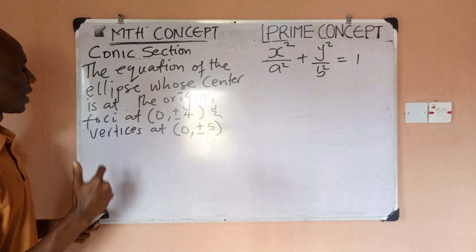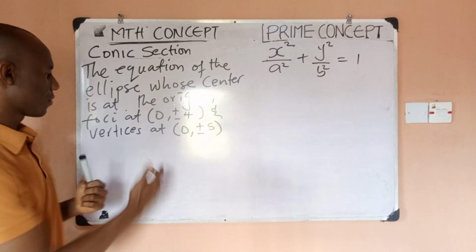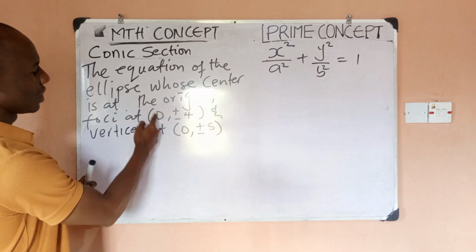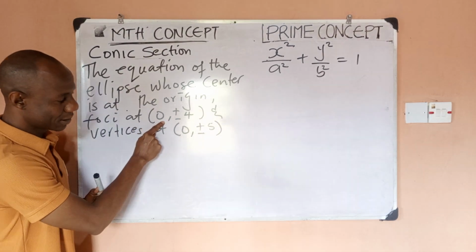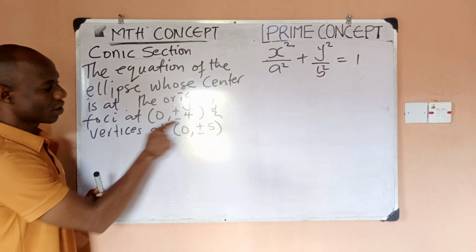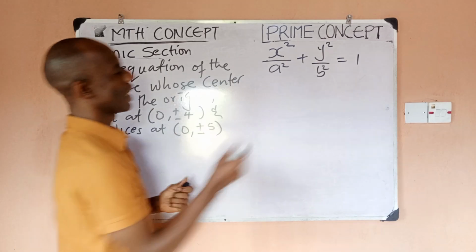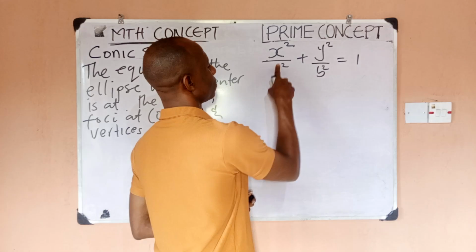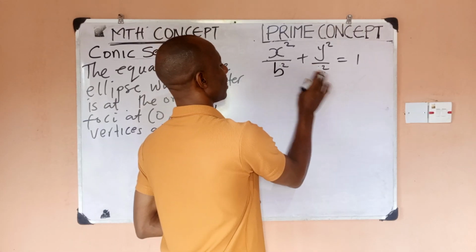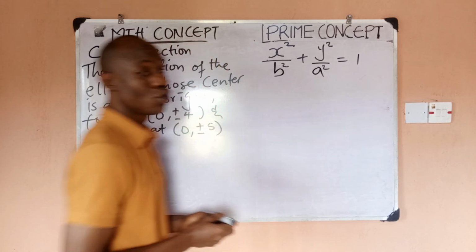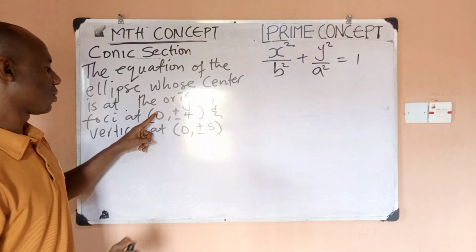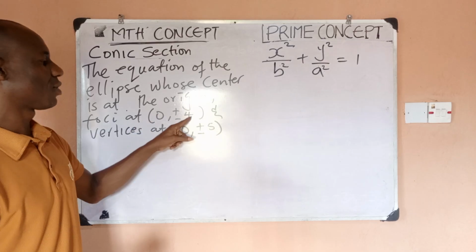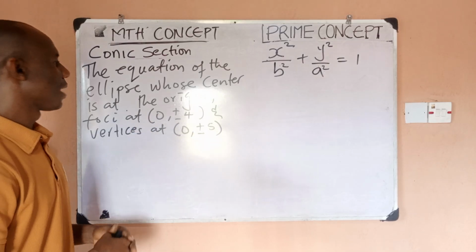Now, very quickly, we have 0 at this point, it means that the major axis is your y-axis. So the correct equation should be b squared, and then this should be a squared. So do well to take note of this point, very important. So 0 at your x means that your y is your major axis.